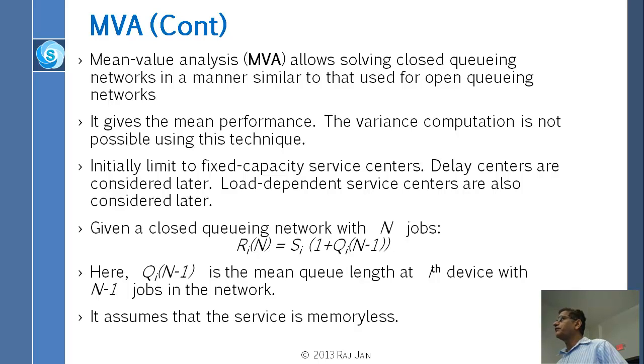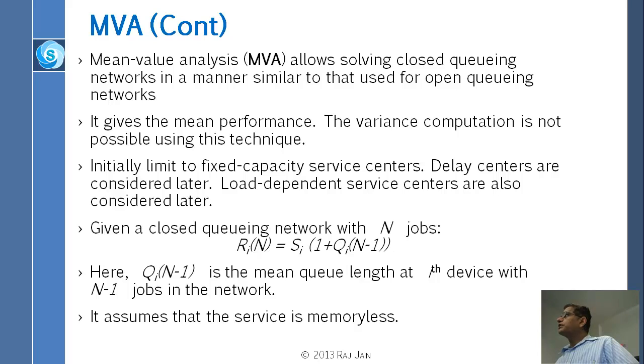So I should probably fix that. But here, Q_i as a function of N minus 1 and S_i times this expression, right? I will have to fix that. But R_i as a function of N equals S_i, which is not a function of N, times 1 plus Q_i as a function of N minus 1.